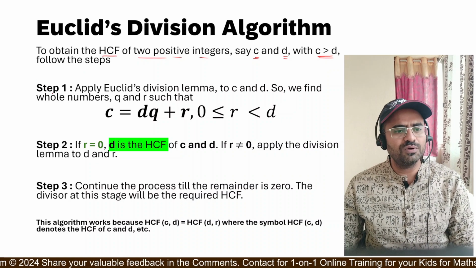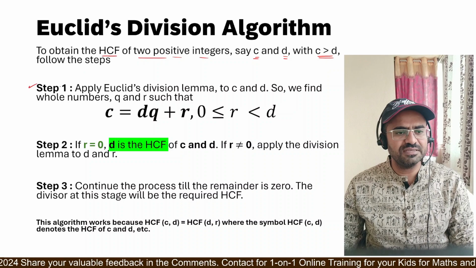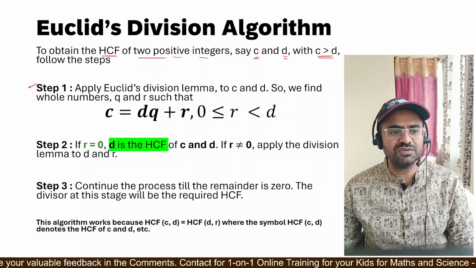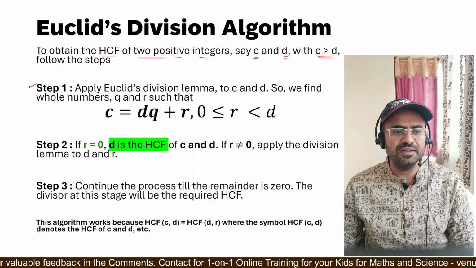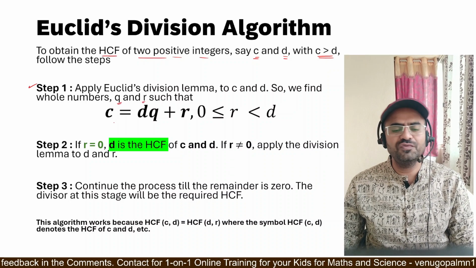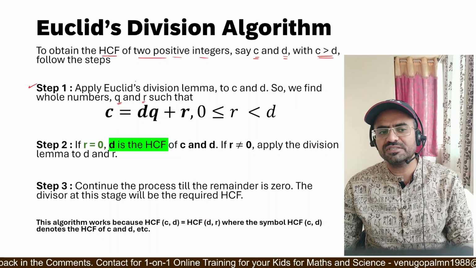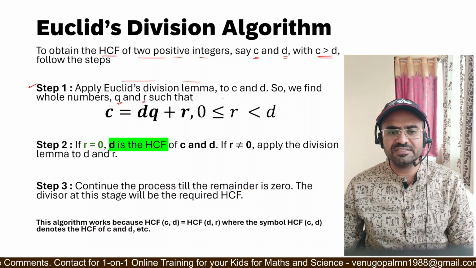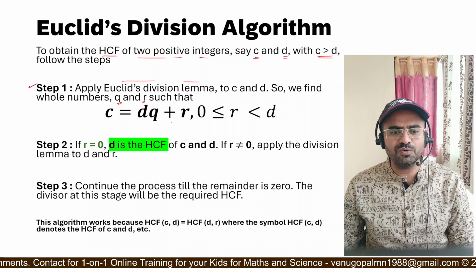Very simple. What is the first step? The first step says apply Euclid's division lemma to C and D so that we find whole numbers Q and R. We have to find the value of quotient Q and remainder R such that, as we already know using Euclid's division lemma, we can write C, the greatest number, as C = DQ + R.